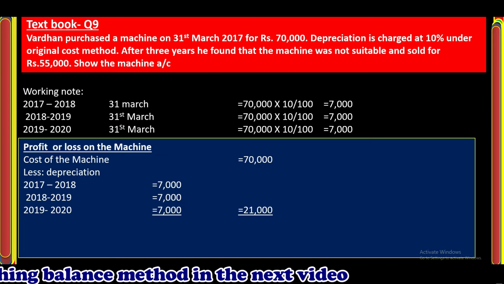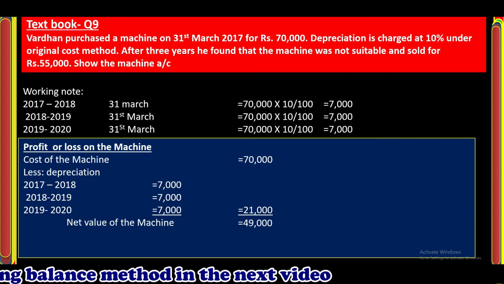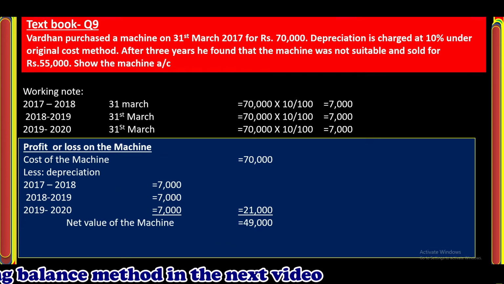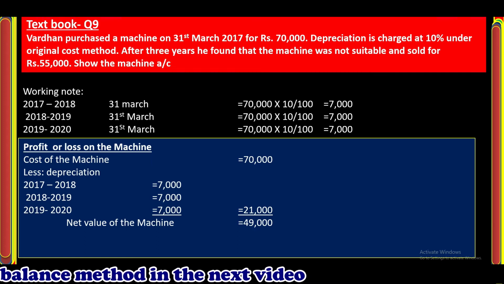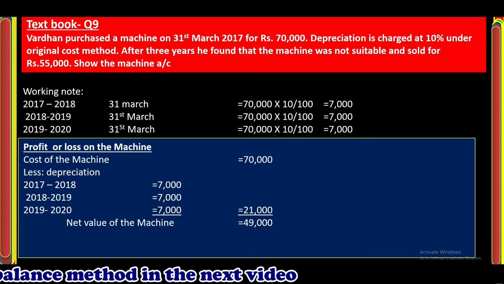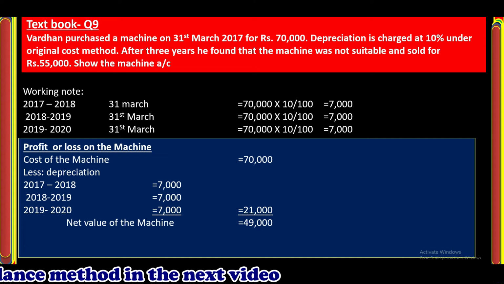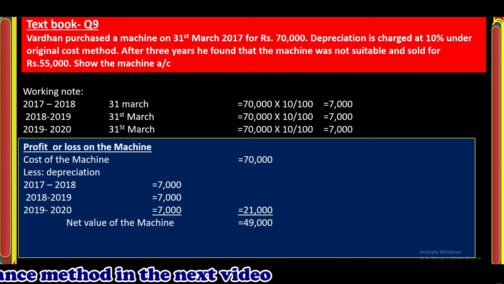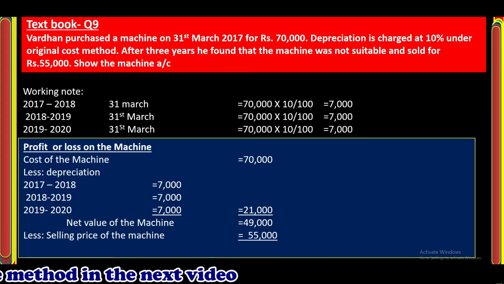This 21,000 should be subtracted from the cost 70,000. Now we get the net value of the machine as 49,000. From this net value of the machine we should minus the sale of the machine. The sale of the machine is given here as 55,000. So from the net value we subtract the sale, and we get the remaining 6,000 as profit.